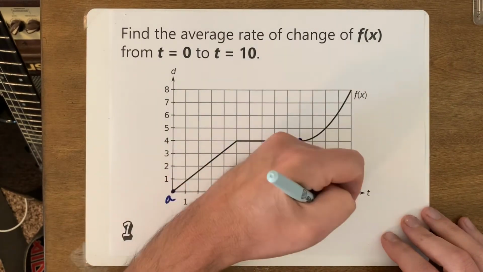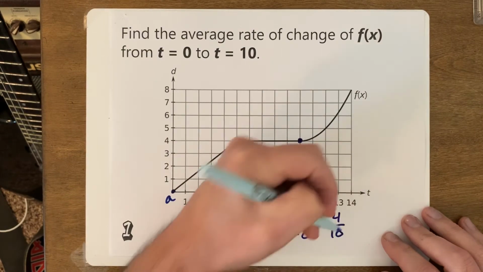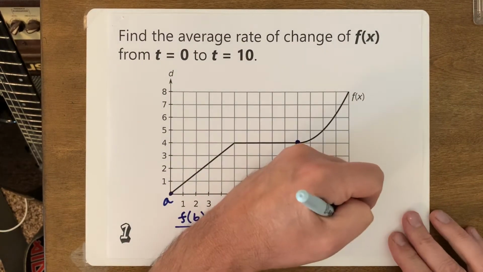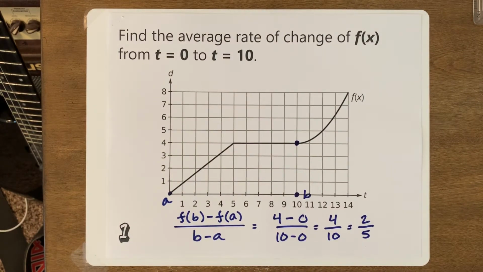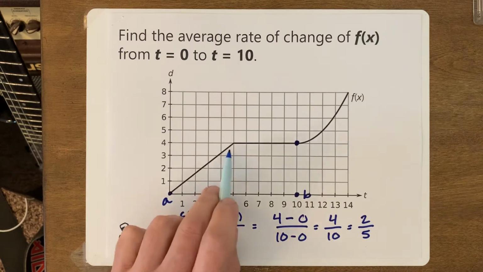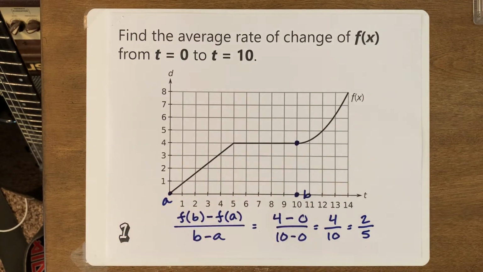So 4 minus 0 is 4, 10 minus 0 is 10, and then you can simplify that fraction as 2 over 5. Sometimes you want a decimal, and sometimes the fraction is fine. When it's not specified, the fraction is perfectly fine, and so 2/5 would be the average rate of change from a to b. And so as this graph is changing, as it goes along, on average, 2 over 5 is going to be the average rate of change all the way through, even though there is a change right here from this slope to this flat, 0 slope right there.